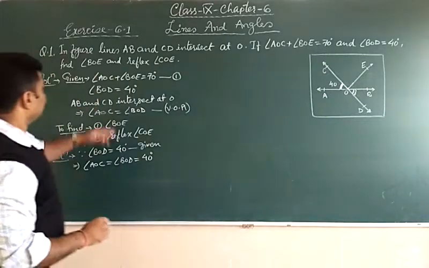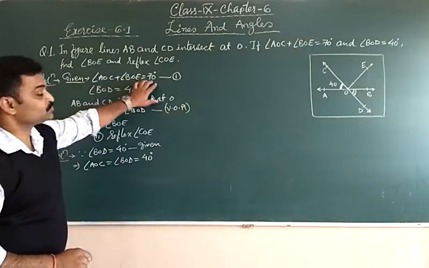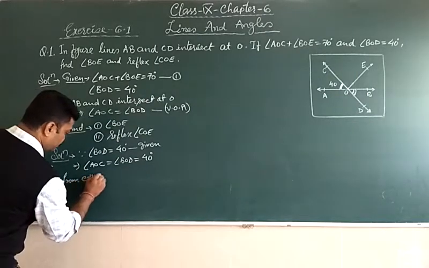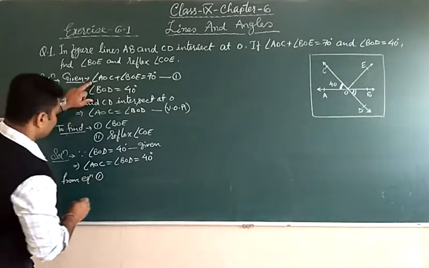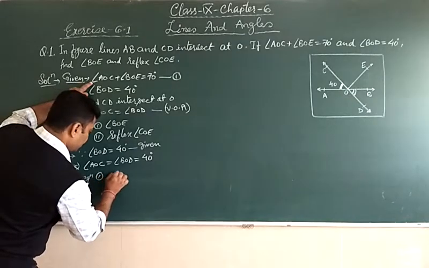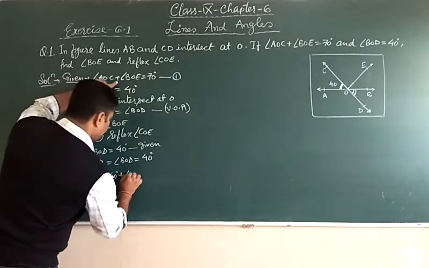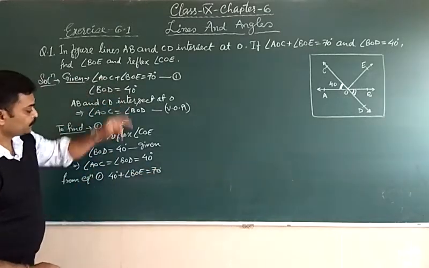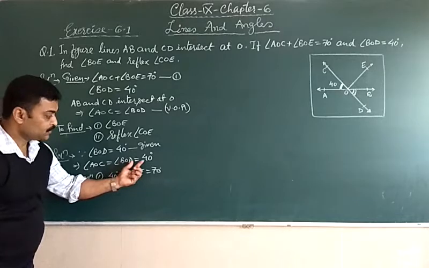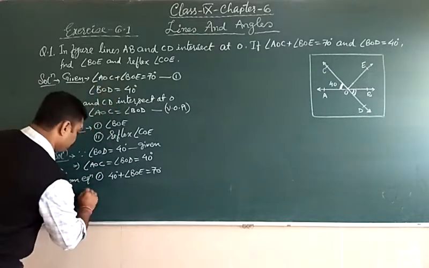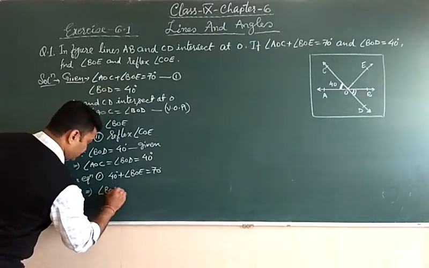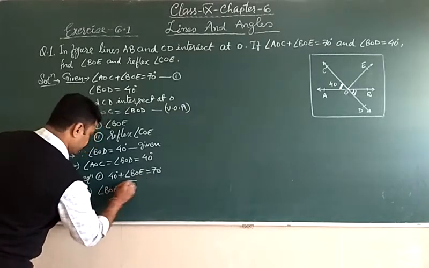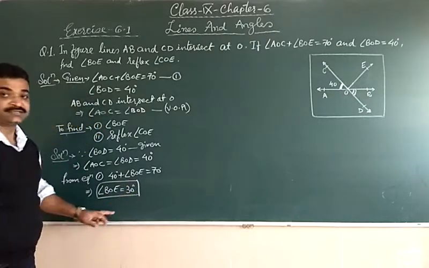But we also have angle AOC plus angle BOE is equal to 70 degrees. Now from equation 1, 40 degrees plus angle BOE is equal to 70 degrees. Put the value of angle AOC in equation number 1. So this implies angle BOE is equal to 70 minus 40, that is 30 degrees. That is our first answer.